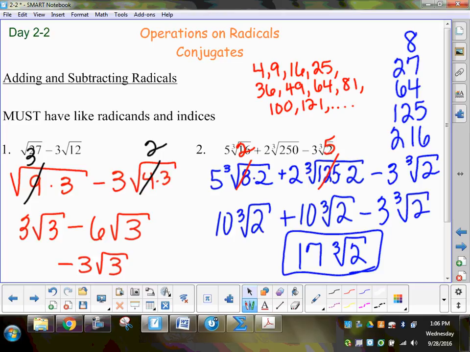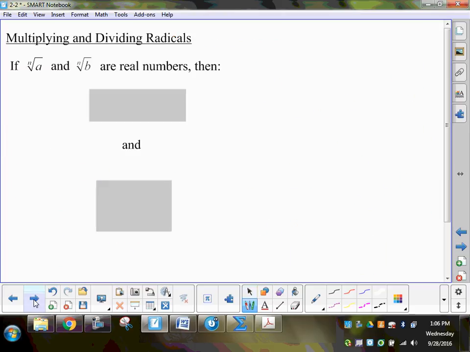$17 cube roots of 2. Some of you are very good and don't need to show that much to get that done. And that's fine. When you're good, you'll go from this line here down to this line, and that's completely acceptable. Let's keep going.